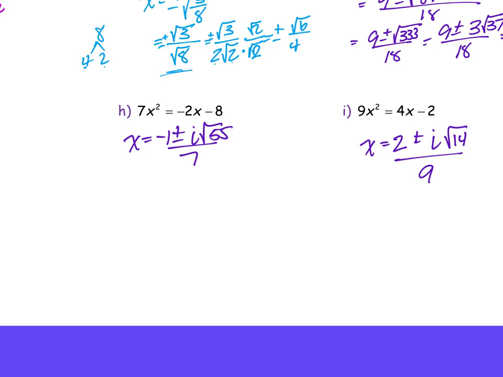Everything's updated on Delta and on Canvas, so all the videos are there, all the guided notes are there, everything on time, beautiful.